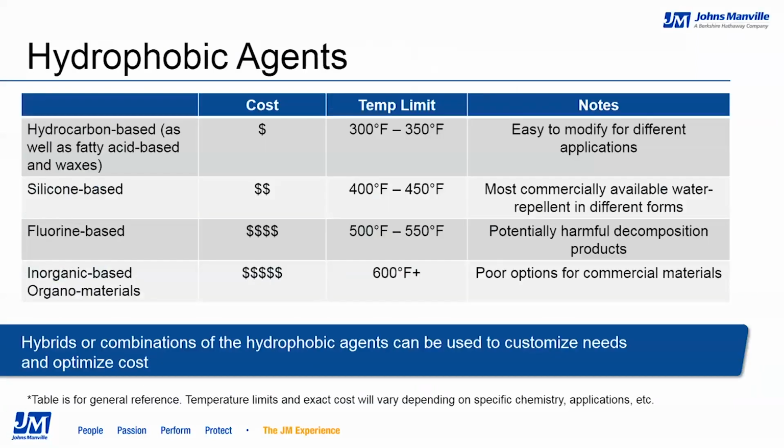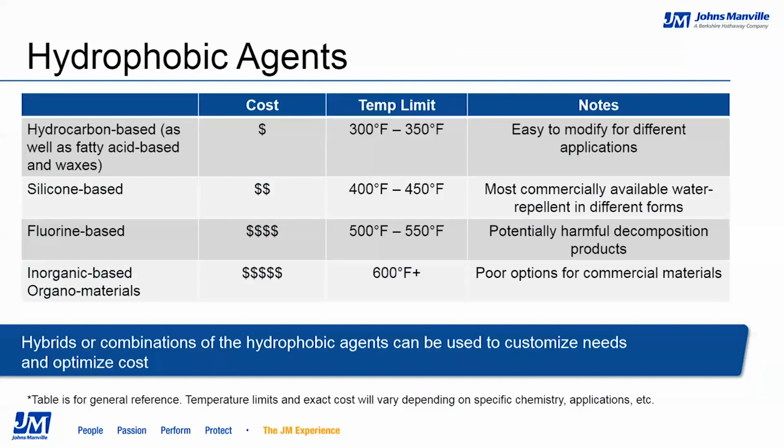Hydrophobic additives generally fall into one of these four categories. As you can see, they vary based on chemistry, cost, temperature stability, and each has advantages and disadvantages depending on the application. The big thing that you'll notice, though, is that as you increase in cost, you increase in thermal stability. What that temperature limit means is that above those temperatures, the additive will start to degrade, and given enough time at or above those temperatures, you will lose the effect of the additive altogether.